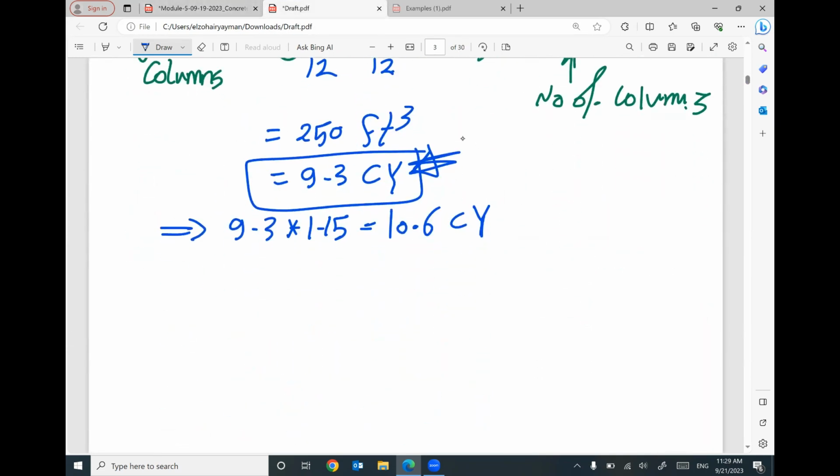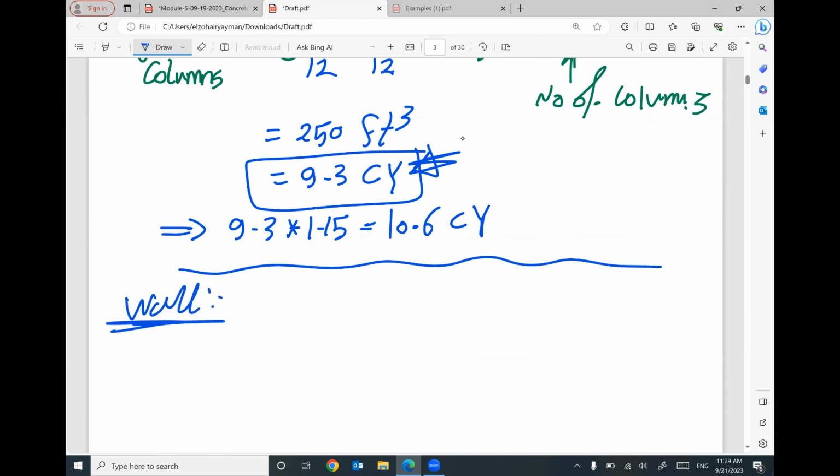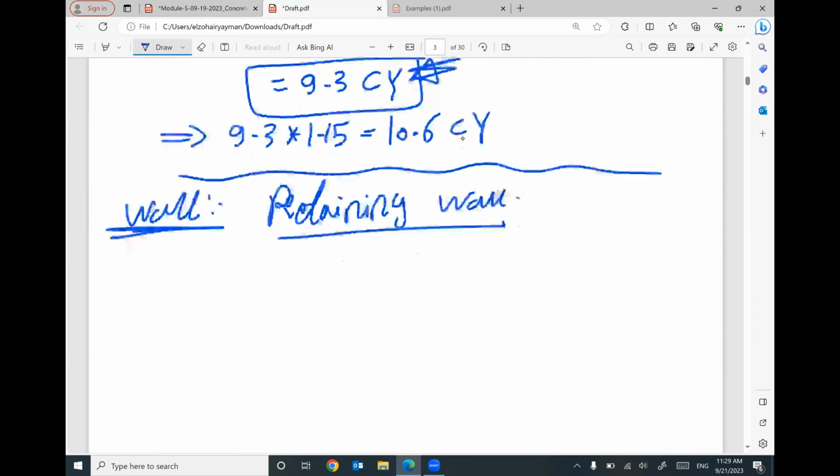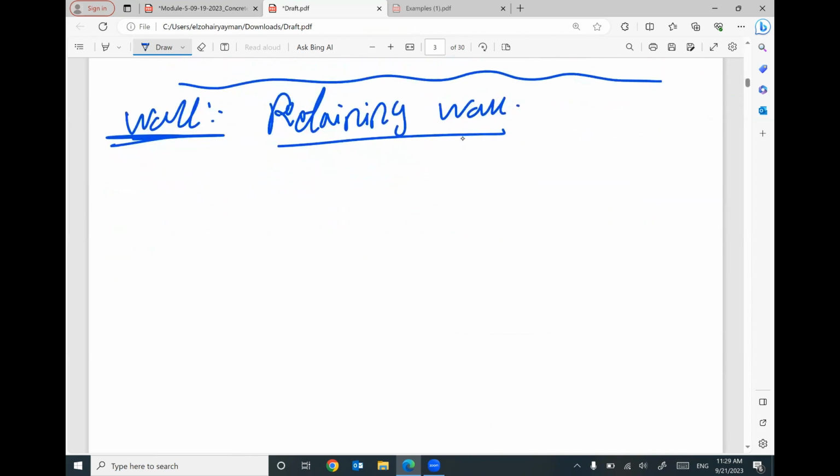Sometimes your element is a wall or retaining wall. Both of them have the same meaning. Wall or retaining wall. The typical wall we understand is something like this.